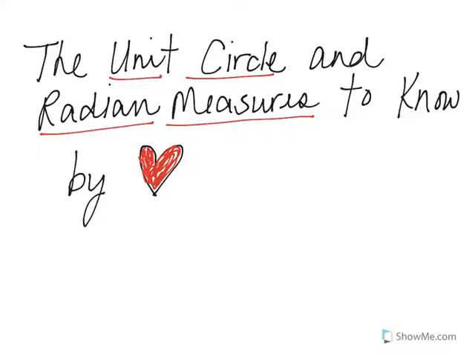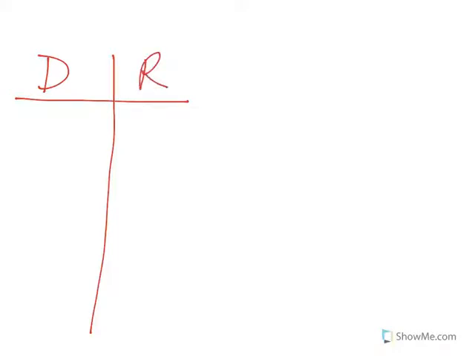Hey all, today we're going to continue to discuss those important degree and radian measures from a couple of days ago, and we're also going to reintroduce the unit circle as well. So let's start with those two tables of important degree and radian measures. I'm going to just abbreviate D for degree measure and R for radian measure, if that's okay.